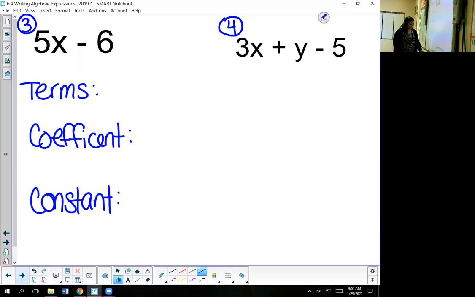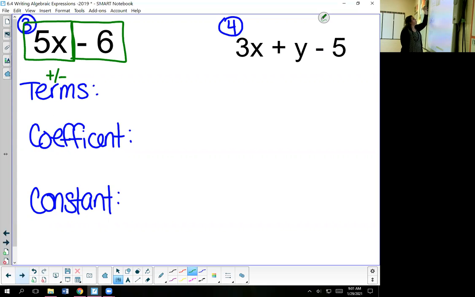Okay, let's do the first one here. Do I have addition or subtraction? I do. Now be careful. Cut in front of the addition or subtraction sign. So I have 1 term, 2 terms. 2. What are my terms? 5x, and be careful now, -6. -6. Why? Because of the sign in front. A subtraction sign is a negative sign.